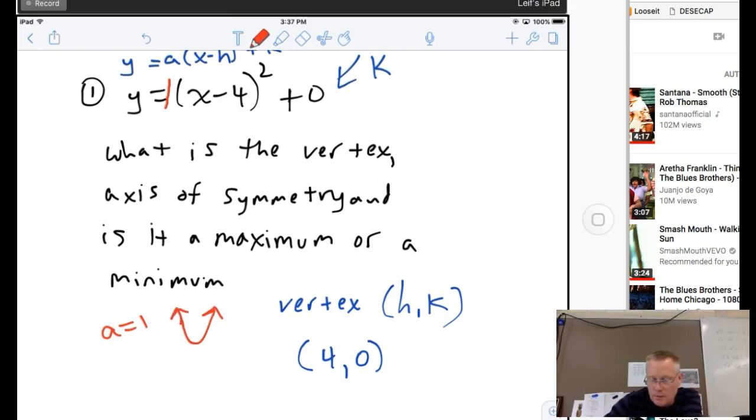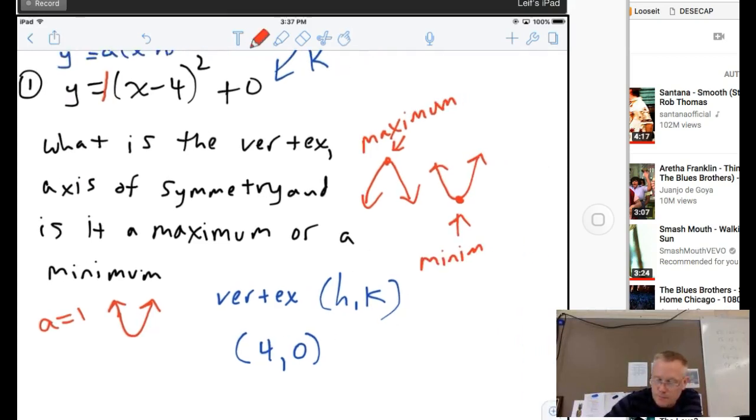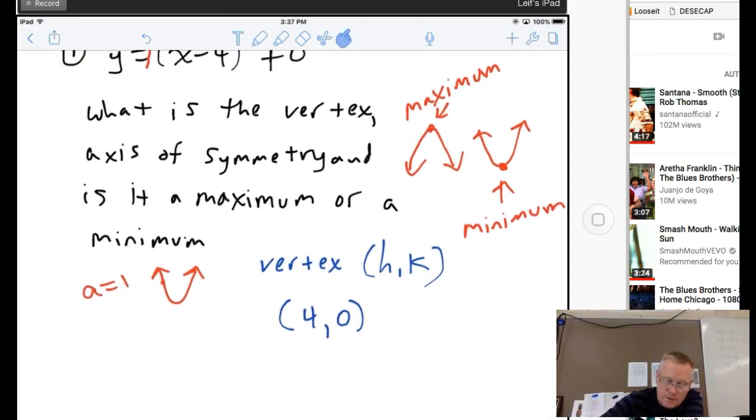Just quickly over on the side here, it has to do with the vertex. Is it the top of the mountain or the bottom of the mountain? This would be a maximum because it's the highest point. This would be a minimum because it's the lowest point. Which means if A is positive and it opens up, this is therefore going to have a minimum. So I got minimum, I got the vertex.